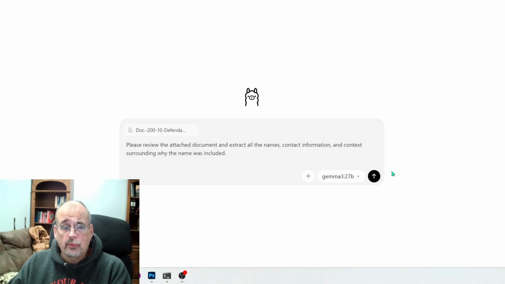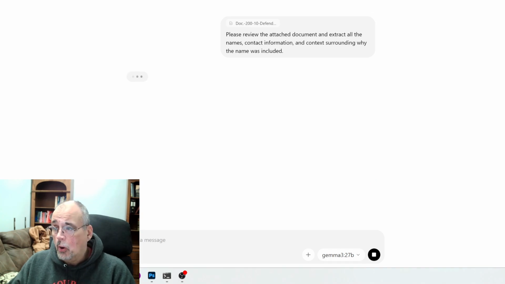Now it's going to do one of two things. It's either going to hallucinate and make all the names up because it can't read the document, or it's going to say, I can't read this document. Can you post it, copy and paste in text? So I'm hoping it's going to ask for it to be copied and pasted in text.